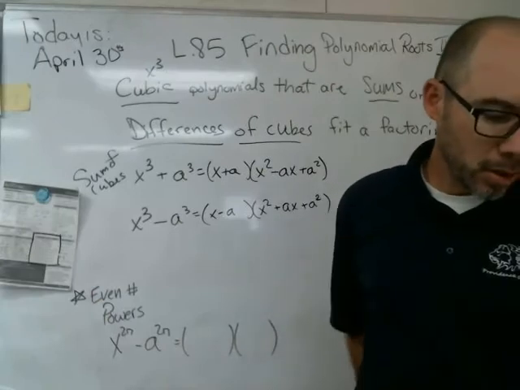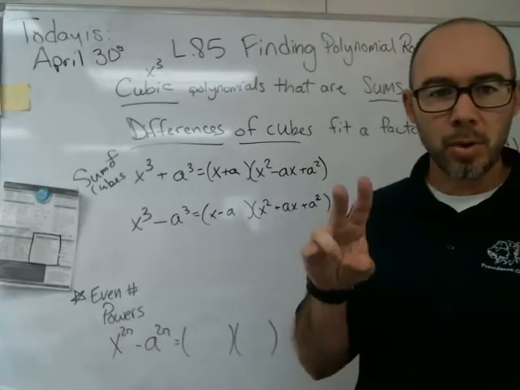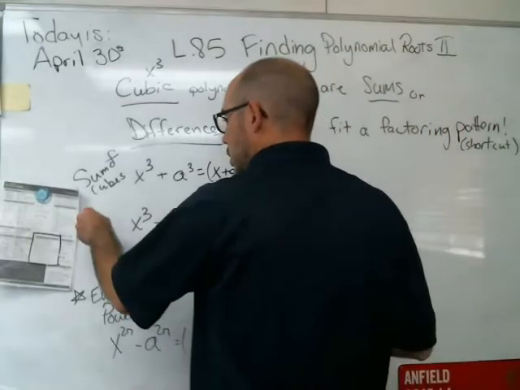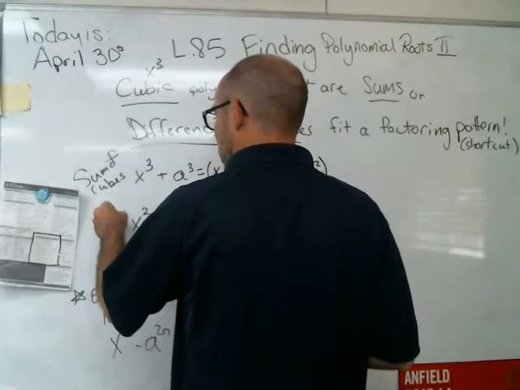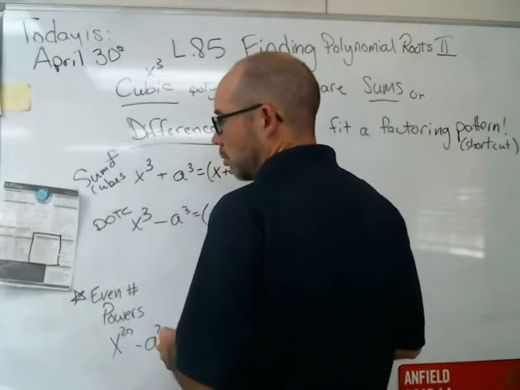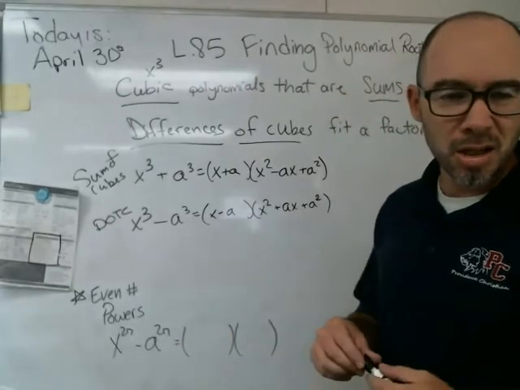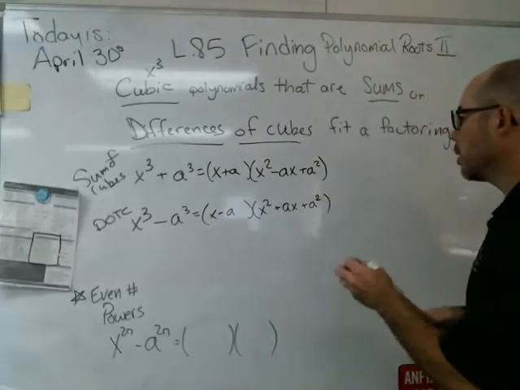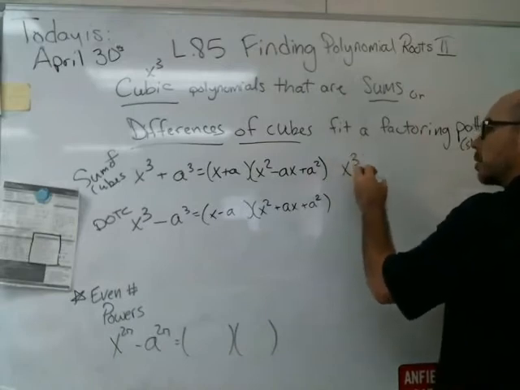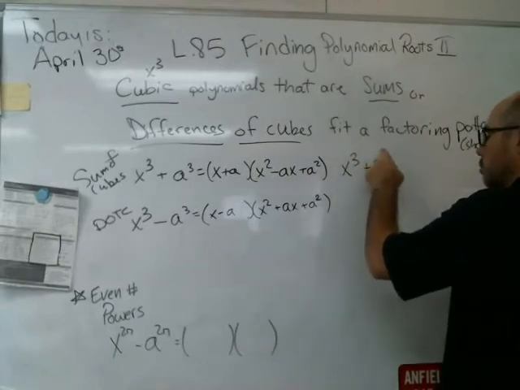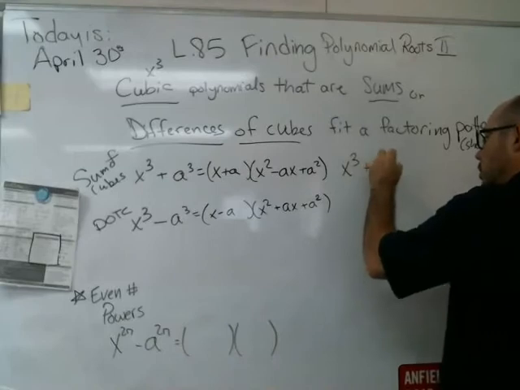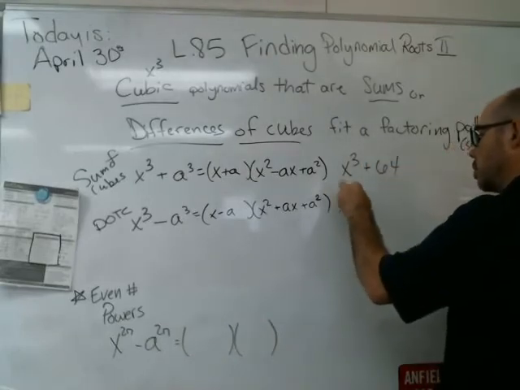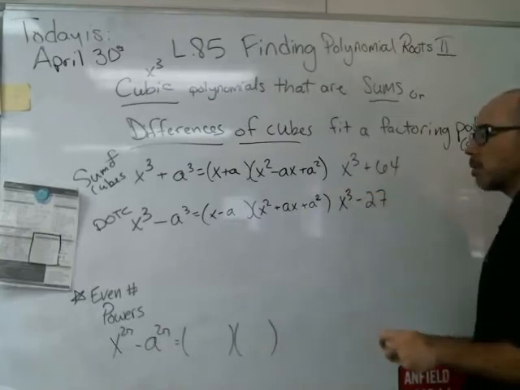Okay, so let me show you two here, one of each of these, the sum of cubes and the difference of cubes. Here we have an example, x cubed plus 64. And then I'll give you another one. We'll have x cubed minus 27.